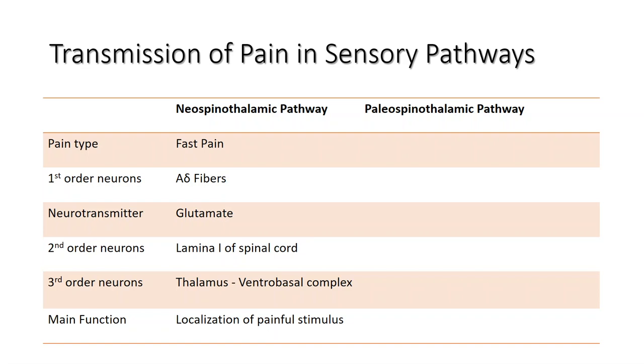Now let's talk about the paleospinothalamic pathway. The first order neurons carrying slow pain through the type C fibers make synaptic connection primarily with the neurons present in the lamina 2 and lamina 3 of the dorsal horn, which is also known as the lamina gelatinosa. Substance P is the most likely neurotransmitter released by these first order neurons.